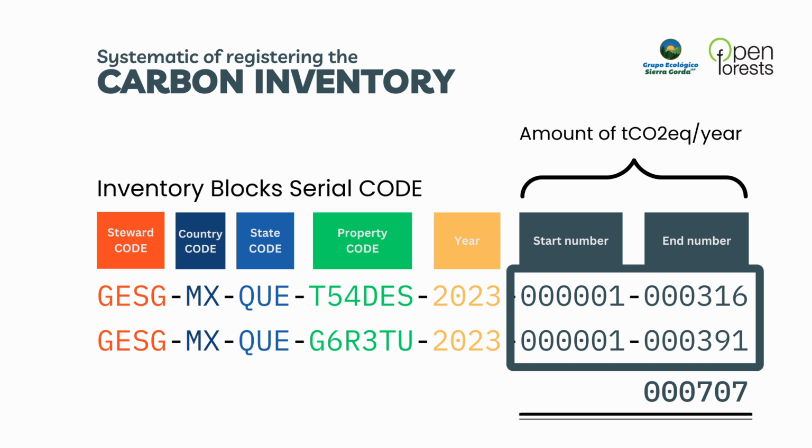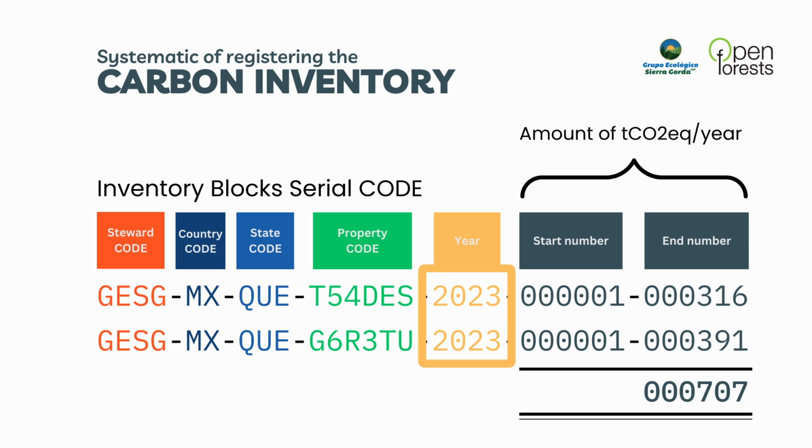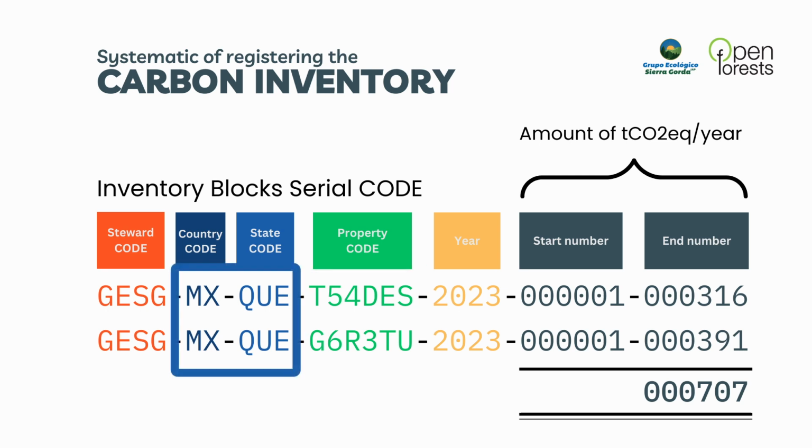So in the first row in the example it goes from 1 to 360. Then you have the vintage year in yellow that shows when the inventory has been conducted. Then in green you have the property code, which is an anonymized code that defines the property where the inventory has taken place. And then in the blue you have the locations available, and in orange the steward code, basically the organization that has conducted the inventory and takes the responsibility.